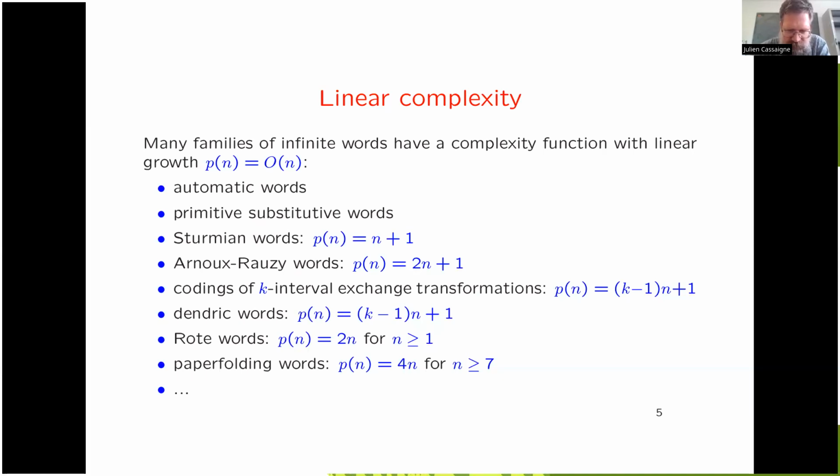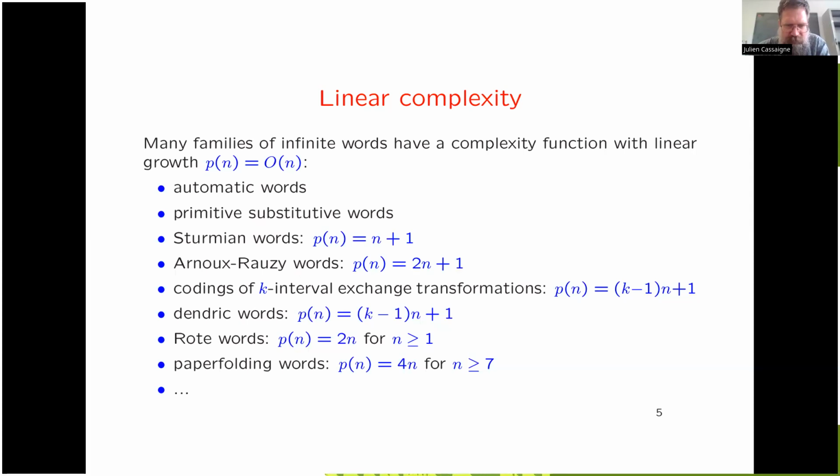They have 4n, but you need to take n large enough. Of course, if you have a function like 2n, it cannot be for all n because p of 0 is 1. So you have to start from some initial value. So many examples with exact linear function, a n plus b after some point.